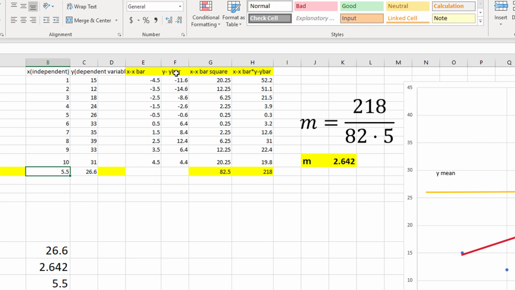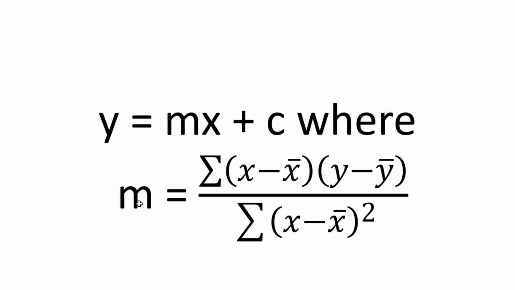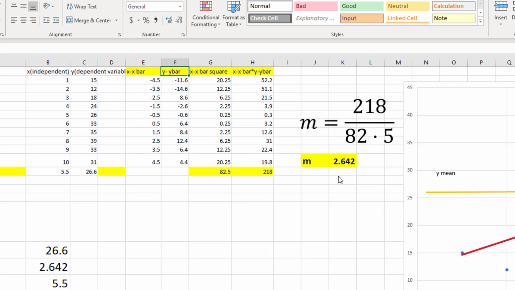Similarly, we are doing exactly the same thing for y. So first value is 15. We are subtracting it from the mean. Similarly for the next value, then the third value, everything. Take y minus y bar. So we have values for x minus x bar and y minus y bar. Alright, so if you see, this is our numerator, x minus x bar times y minus y bar.